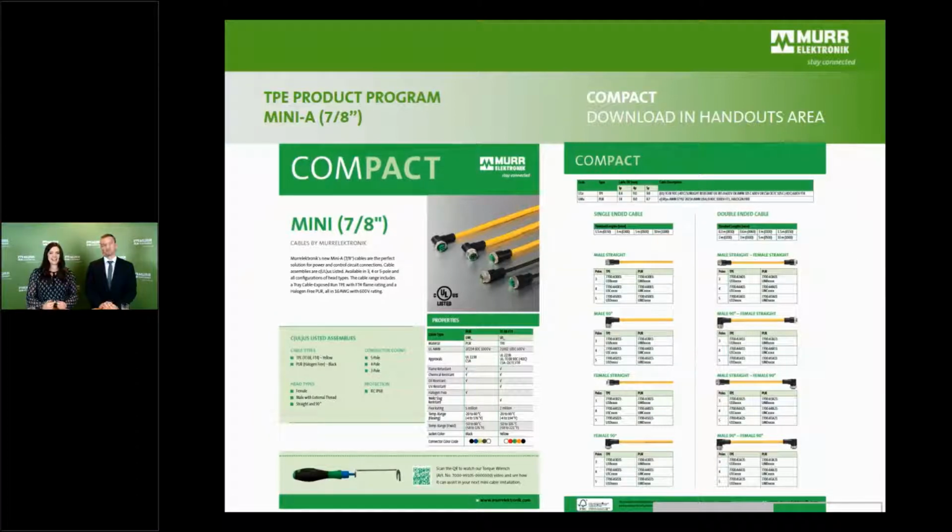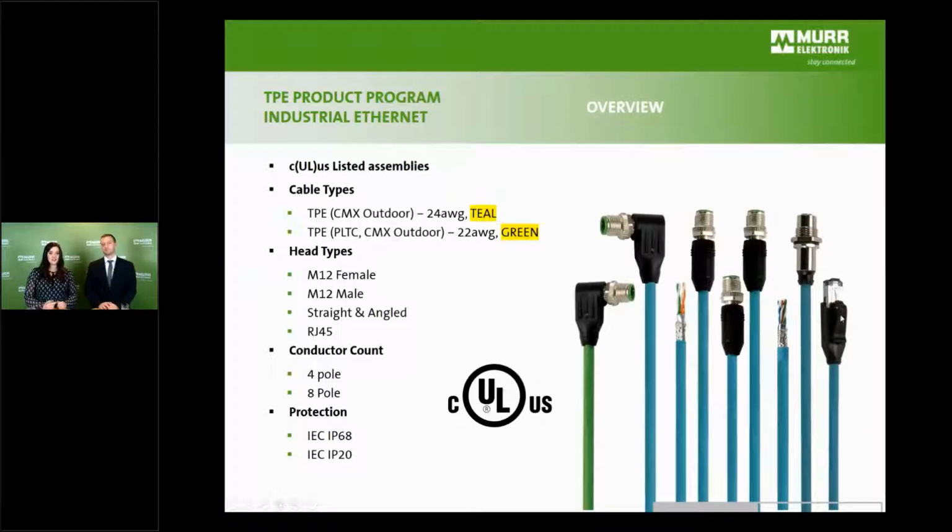Okay, good. Now let's move on to our third topic within the product program, Industrial Ethernet. We saw sensor actuator cables with a PVC cable. We saw the power series with the TPEs, and now we come to Industrial Ethernet. Also for this product range, we have TPEs, of course. Good. We have it for the Ethernet IP world, and we also have it for the Profinet world. Yep, we'll talk about both of those.